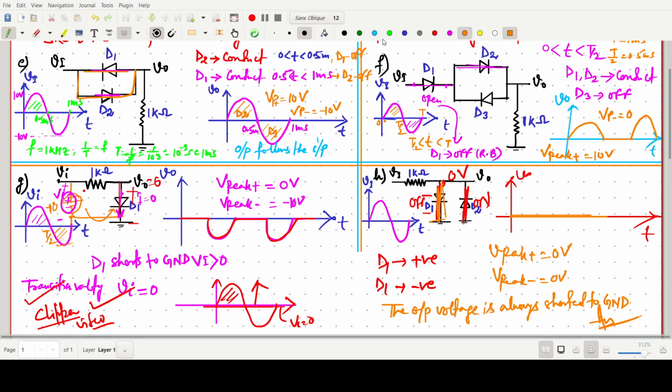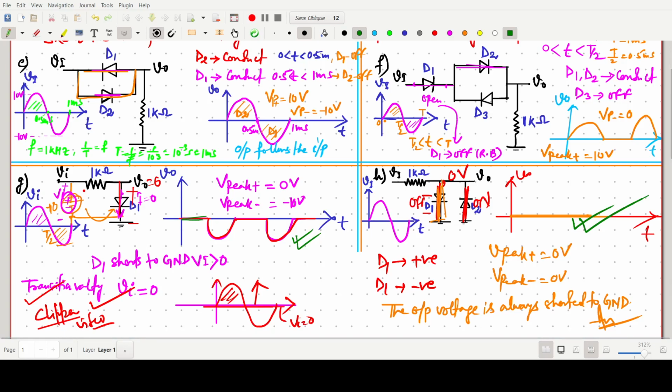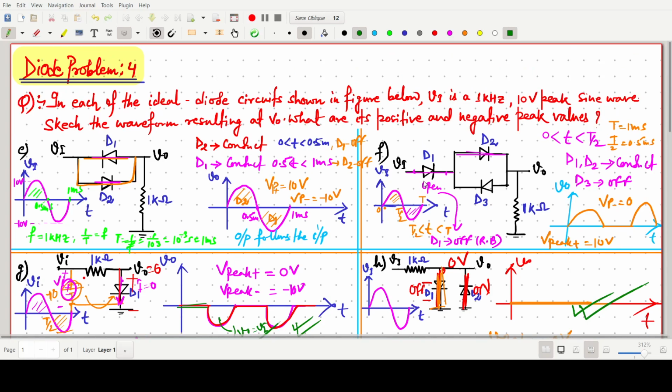So this will be the right waveform for this one, and in this case you can use the concept of transition voltage. When the diode is forward biased for the positive half, V naught will be simply 0. Now for the negative half, it will be open circuited, so V naught equals Vi. So this is all about the problem, and all these problems are from the microelectronics circuits book. So thank you for watching this video.